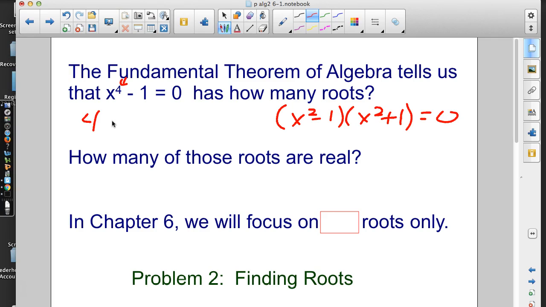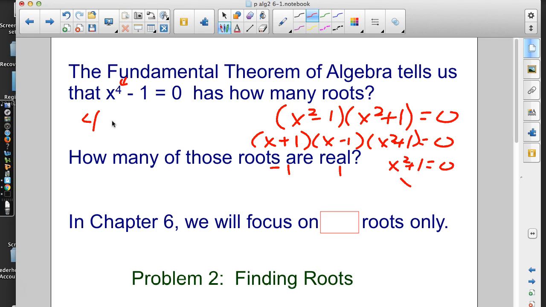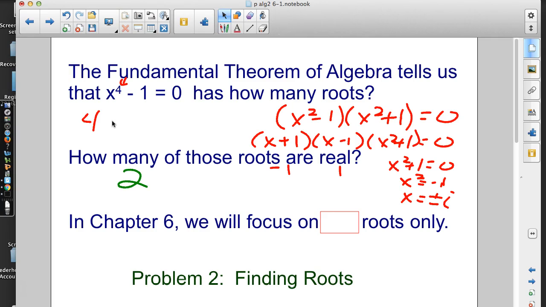So if we factored x to the fourth minus 1, we had x squared minus 1 and x squared plus 1, and would realize that x squared minus 1 was still factorable because it was a difference of 2 squares. So very quickly we had our nice 2 real solutions of -1 and 1. But then we also had 2 imaginary solutions. And those are the ones we're not concerning ourselves with in Chapter 6, because Chapter 6 is about the real roots. So we would be interested in the -1 and the 1 as the 2 real roots.